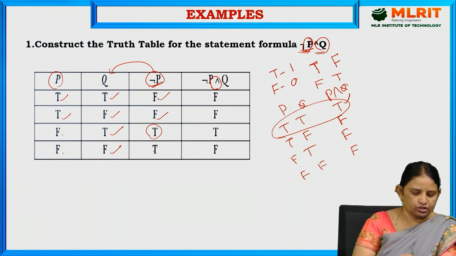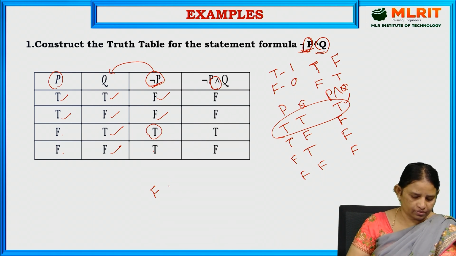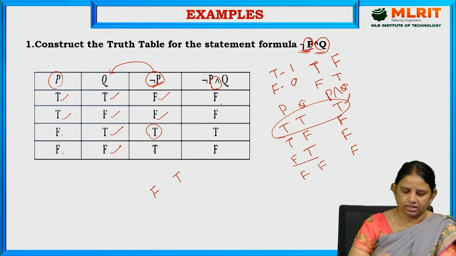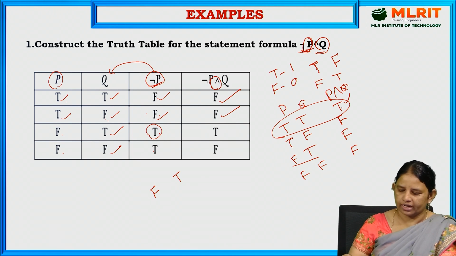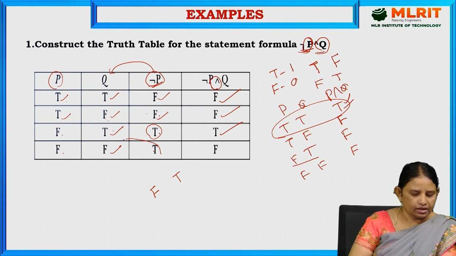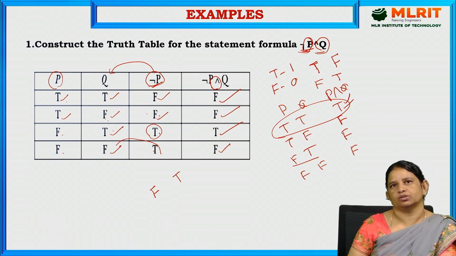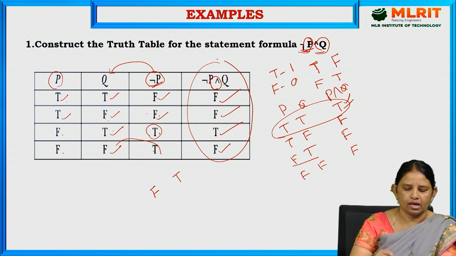Negation P is false and Q value is true. False, true, what does it return? False only. Next, false, false. Negation P is false, Q is also false, false, false is false. Next, negation P is true, then Q is true, both are true. What does it return? It returns a true value. Next, true and then false is a false value. So what is the result?